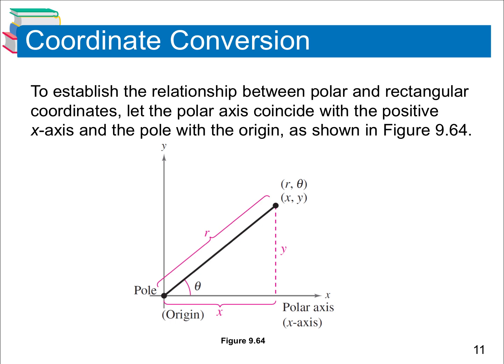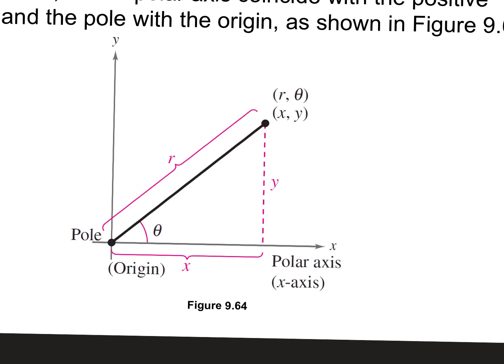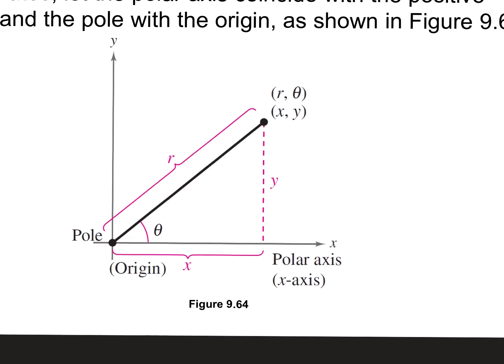But what we're going to do today is convert. We're going to go from polar coordinates to XY, rectangular ones, and vice versa. So I want you to understand how this is all related. If you have an XY, you start at the origin. Your X value is your left and right, correct? Your Y value is your up and down. This is going to create a right angle. And then your R is like the hypotenuse.